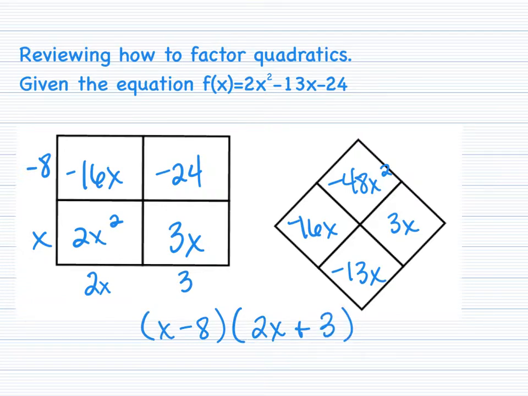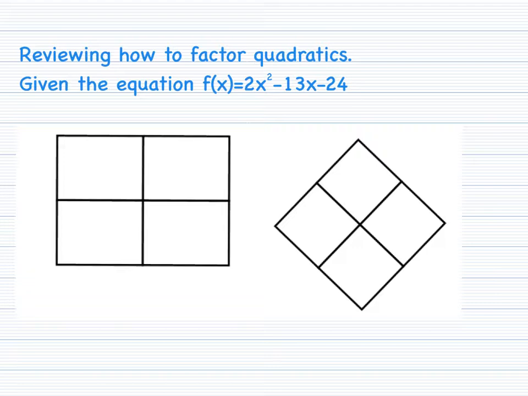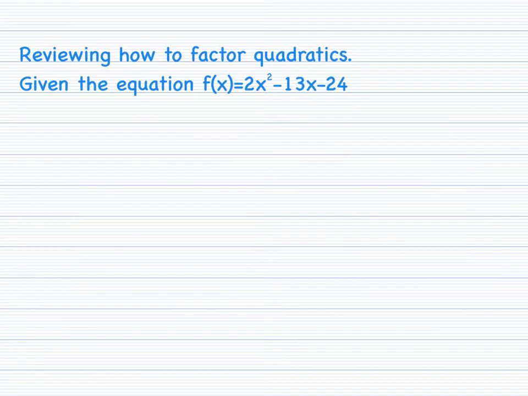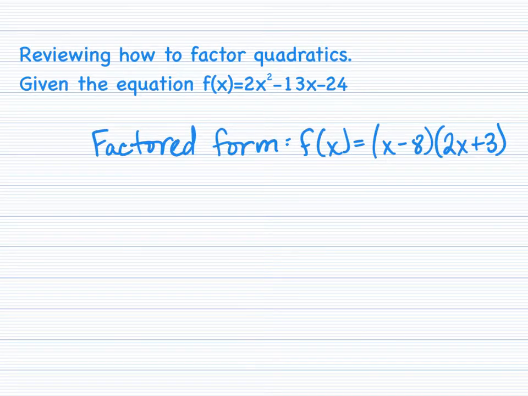Talk about the roots on the next page. So my factored form is f of x equals x minus 8 times 2x plus 3. What I'm really using here is the zero product property, because y equals 0 at all of my x-intercepts. Then I can set each one equal to 0 to solve that.